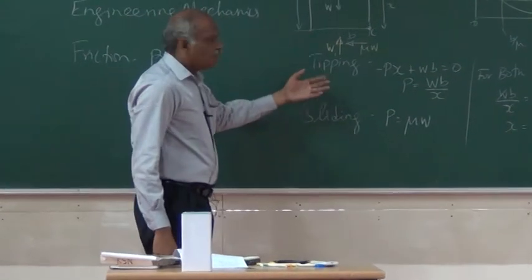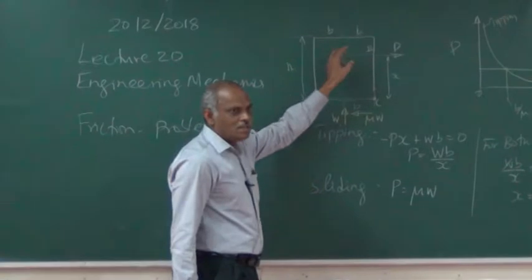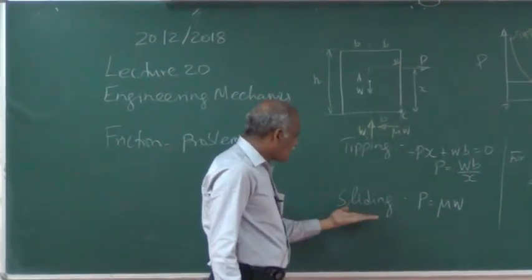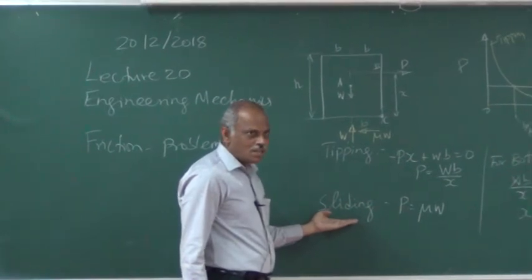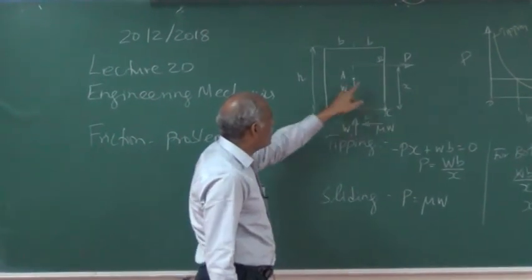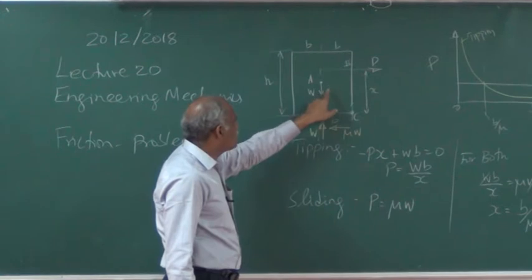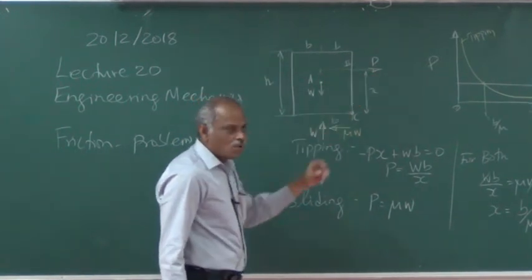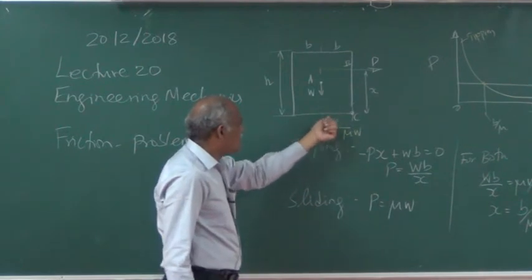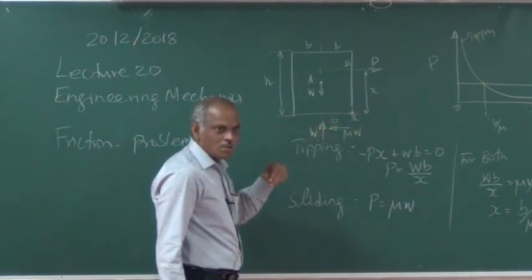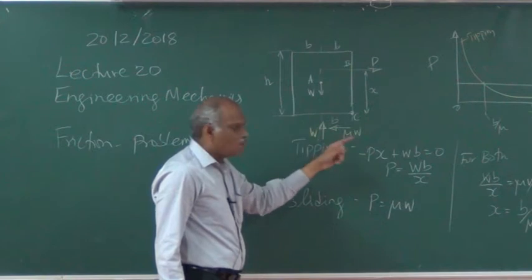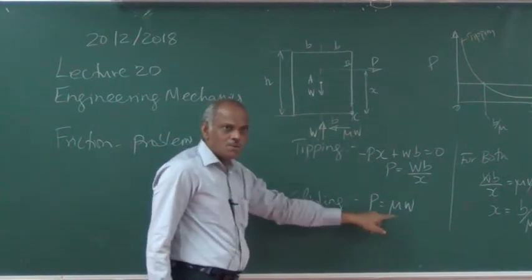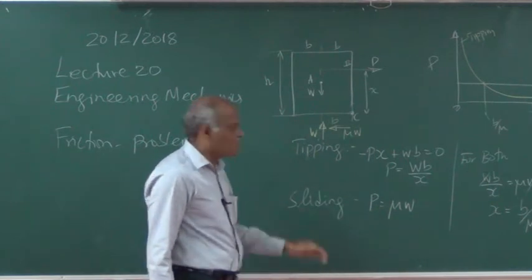For convenience, the block width is taken as 2b. Now for sliding to occur, if you draw the free body diagram, the force W is acting downwards. P is the applied force, and you have a vertical reaction that is equal to W, and the friction force is mu times W. So for sliding, the condition is P equals mu times W.